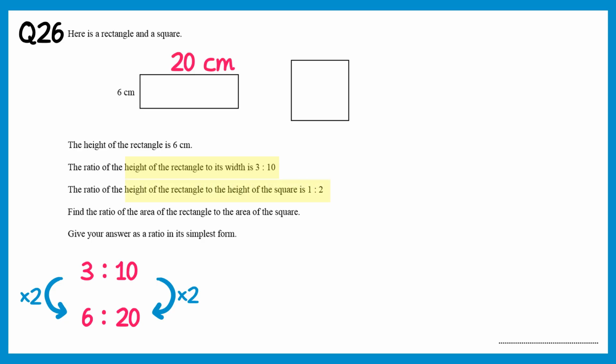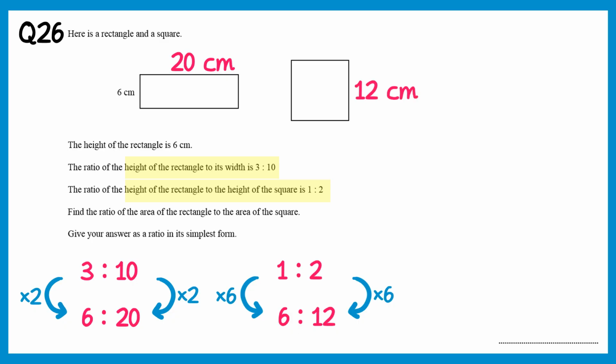We're also told the height of the rectangle to the height of the square is in the ratio 1 to 2. So if we write this ratio out, again we know the height of the rectangle is 6, so this time we multiply by 6. 2 times 6 is 12, this means the height of the square is 12.